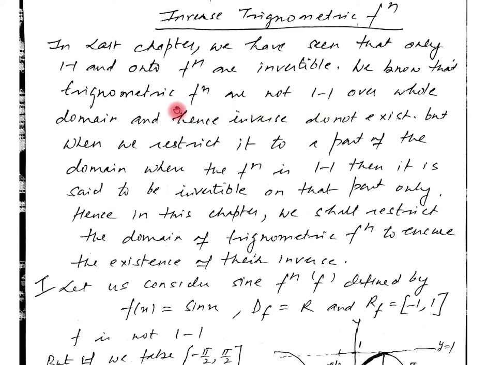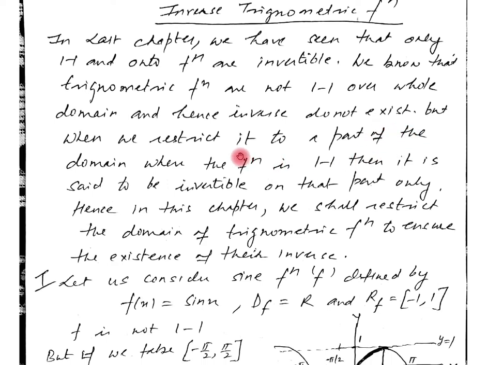We know sin pi by 6 is what? 1 by 2. Similarly sin pi by 3 is what? Under root 3 by 2. And again sin 2 pi by 3 is what? Under root 3 by 2. It means our function is not one-one. Different values have the same image. So we can say that trigonometrical functions are not one-one over the whole domain and hence inverse do not exist.